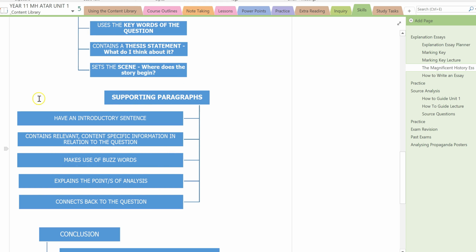Your supporting paragraphs, you have your topic sentence, you've got specific information that relates to the question. If you've got buzzwords that you've seen, and we know robber baron, captains of industry, account for, perspectives, analysis, all those things you put in there, there are history buzzwords, and there's lots more that you'll come across as you go. So that toolbox will sort of get bigger. And I'll show you where you can see some straight away. Explain these points of analysis and connect it back to the question. So all this sort of stuff in the middle here is your evidence.